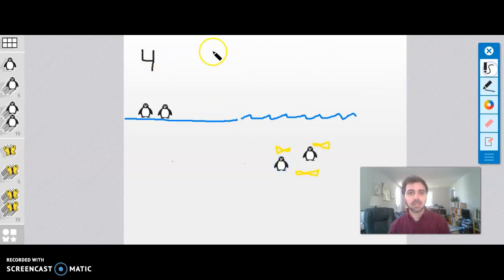So, it looks like 2 penguins left the group. So we're going to take away 2 penguins. And how many penguins are left? Well, let's count. 1, 2 penguins. So we started with 4 penguins. And now we only have 2 penguins. So 4 minus 2 is the same as 2. All right, let's do another one.